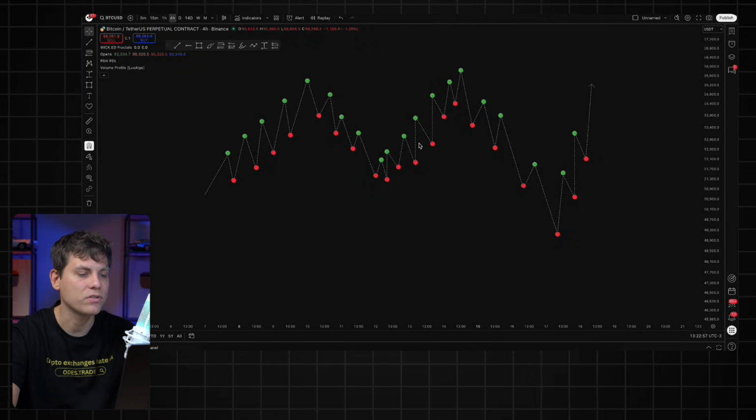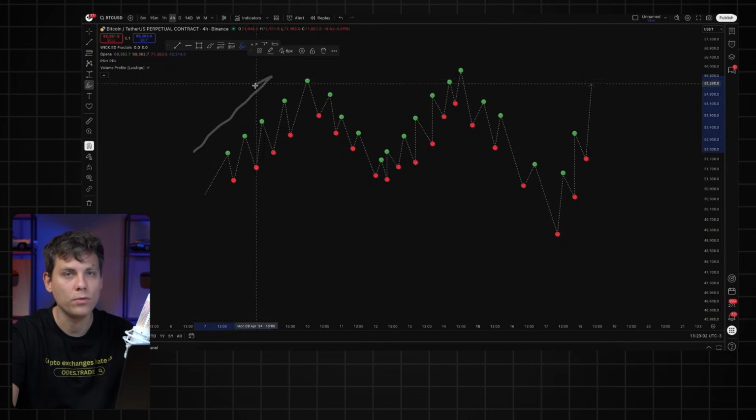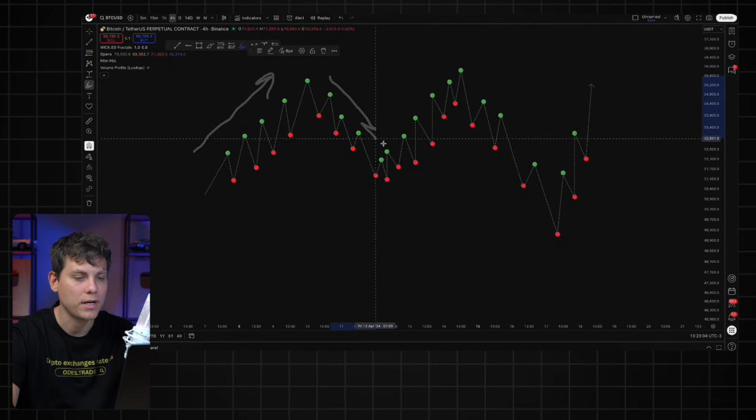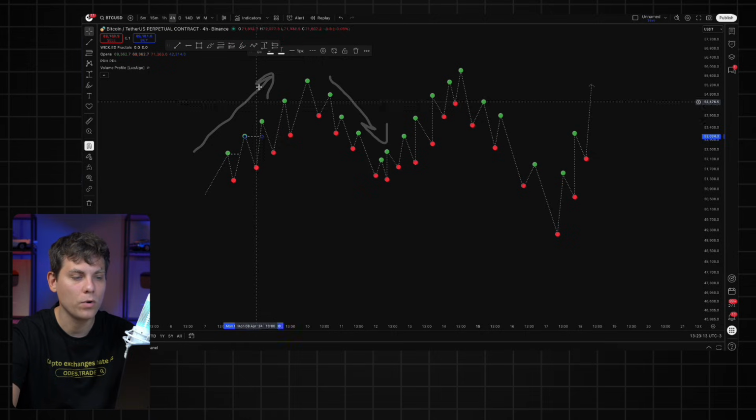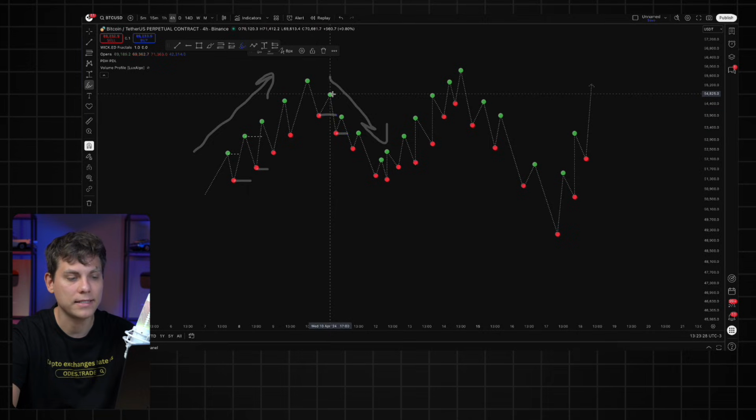So to begin, let's outline the market structure. What market structure types do we have? We have an uptrend and a downtrend. In an uptrend, it's crucial for each key high to be broken. At the same time, the lows should remain intact. This is an uptrend market structure. In a downtrend market structure, it's the opposite. The lows are broken, but the highs remain untouched.